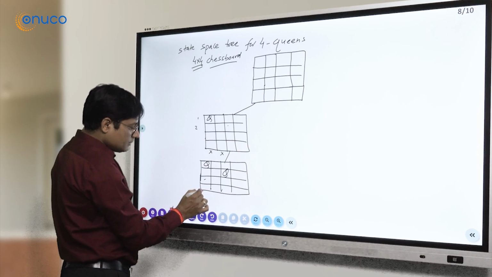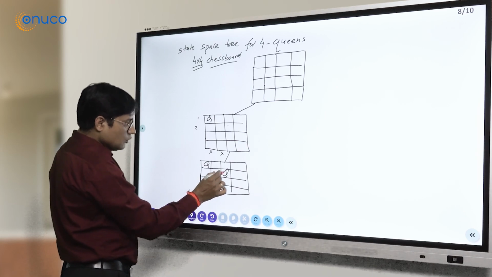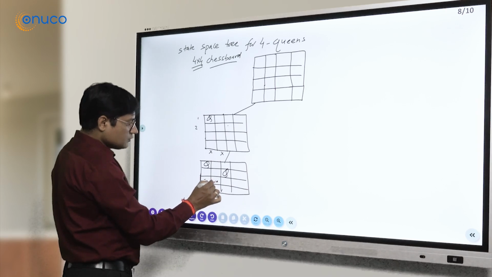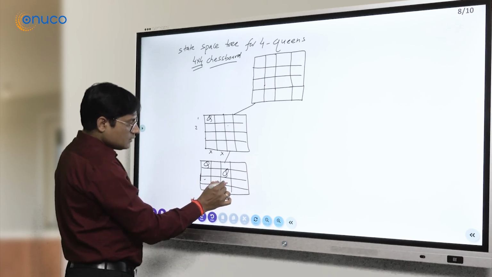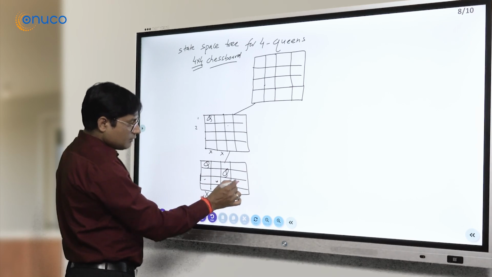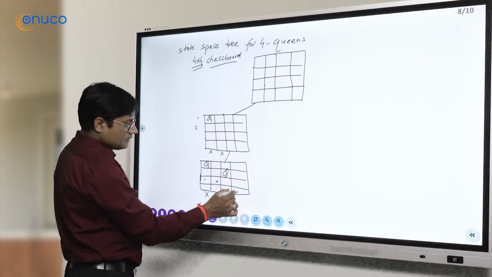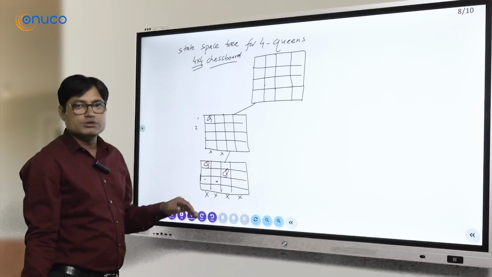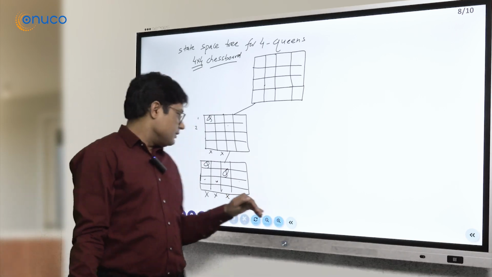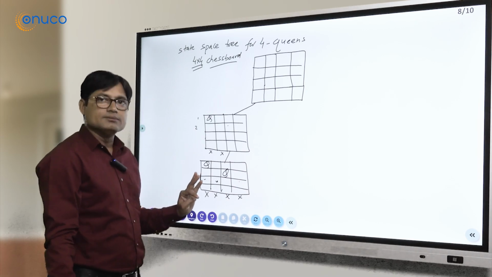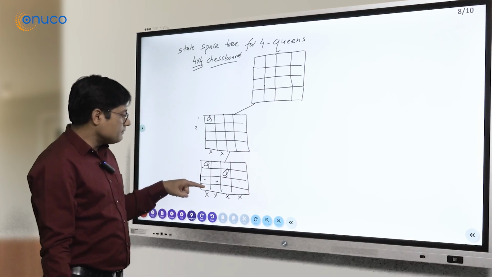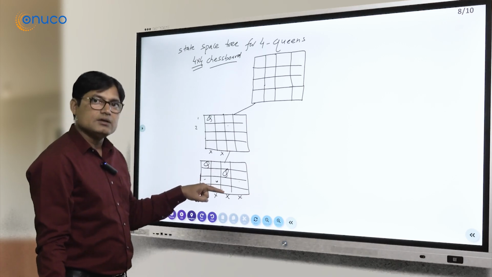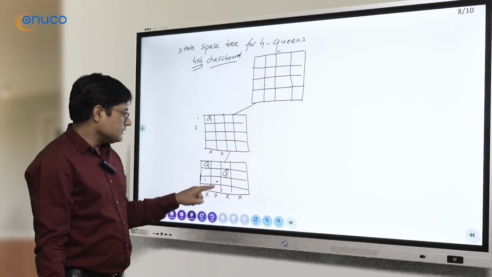No, it is the same column. Can we place it here? No, it is the same diagonal for the second queen, right? So this is also gone. Can we place it over here? No, it is the same column. Can we place it here? No, it is in the same diagonal. So you cannot. Let us see, in one of the rows of the N-Queens problem, if you are not able to place any queen, it means we are left with only the last row, and in the last row we can place 1 queen, right? Not here, we can place it over here.